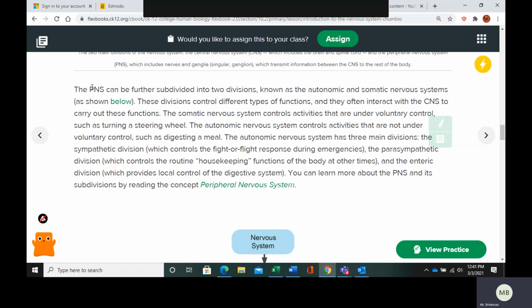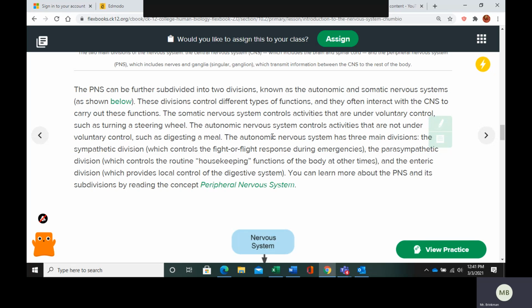The peripheral nervous system is further subdivided into the autonomic and somatic nervous systems, and they control different types of functions, and they interact with the central nervous system to carry out these functions. The somatic nervous system controls anything that is voluntary. The autonomic nervous system controls things that are involuntary. Voluntary is anything you choose to do. Involuntary is stuff that you don't have to think about doing, such as digestion.